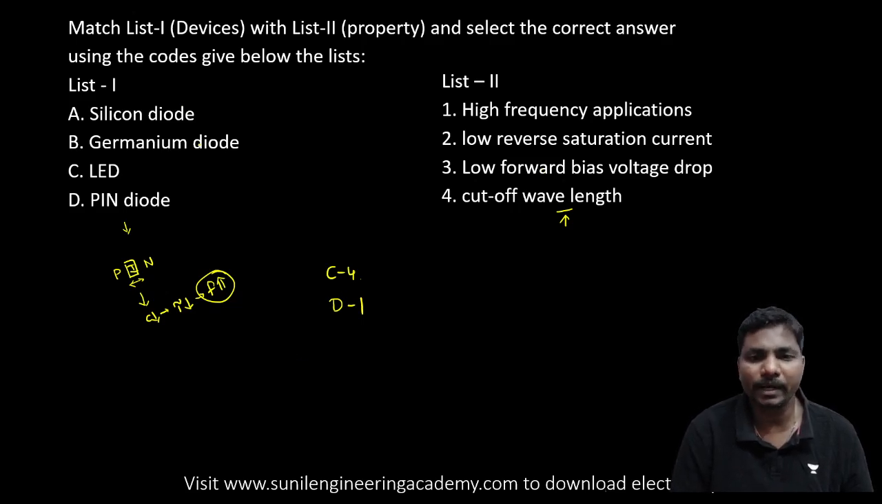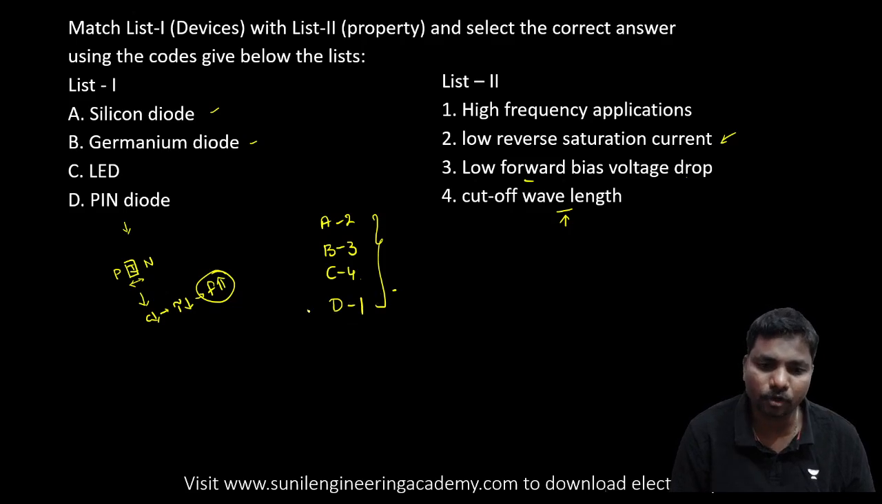Now silicon diode and germanium diode. We know the differences between silicon and germanium. Here, low forward bias voltage drop: 0.3 for germanium, 0.7 for silicon. So low is for germanium, so B3. And for silicon, low reverse saturation current, yes, the leakage current is less, A2. So 2, 3, 4, 1. Like that we have to match. First of all, we have to match what we know very well. After that, the remaining will be very easy.